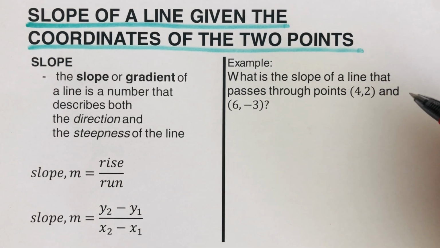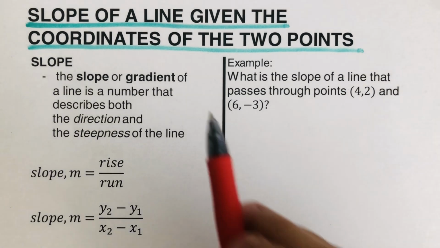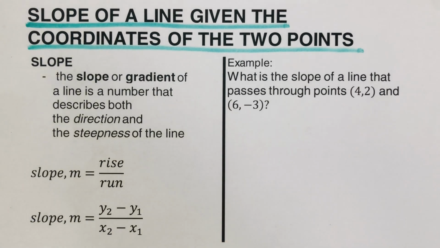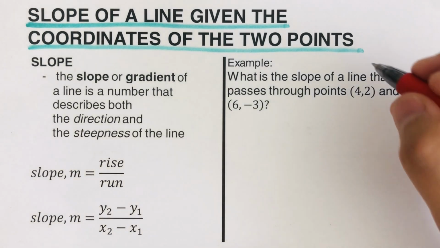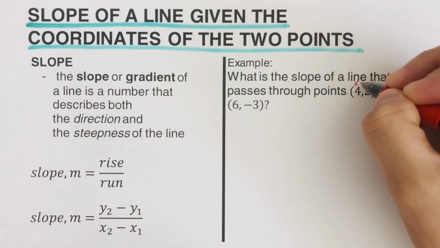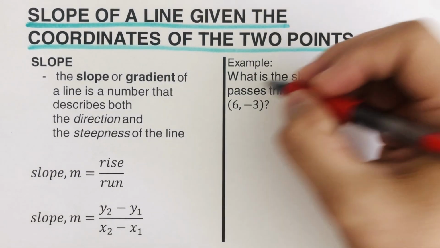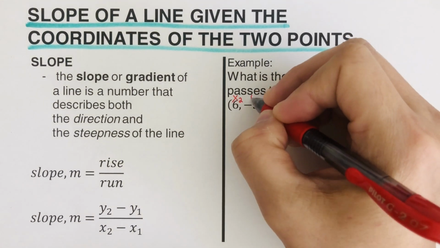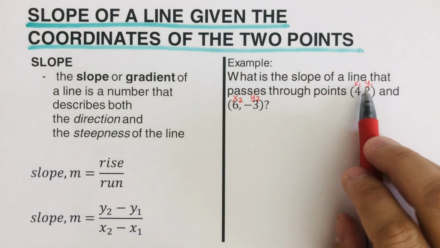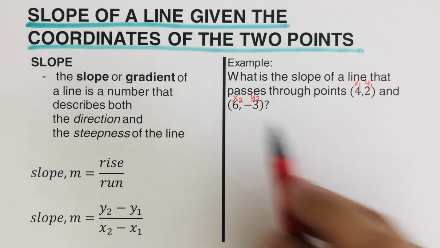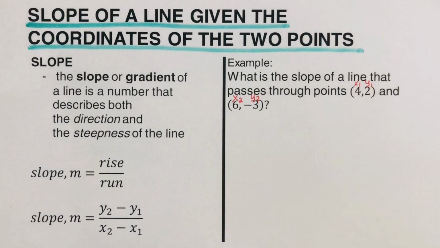In this problem, the first step in order to find the slope when we are given the coordinates of 2 points is to label these points. The first point can be labeled as x sub 1, y sub 1, and the second point can be labeled as x sub 2, y sub 2. The first point has a subscript of 1, and the second point has a subscript of 2. From here, we can determine the slope.